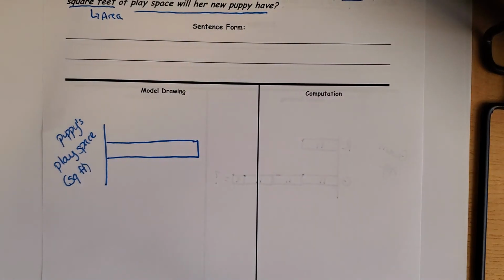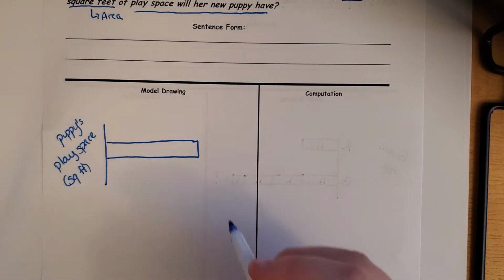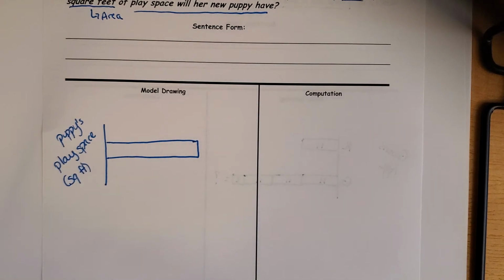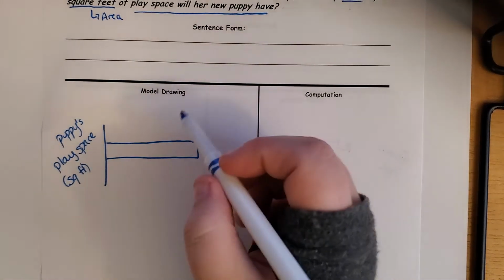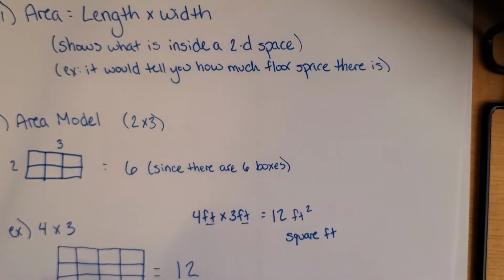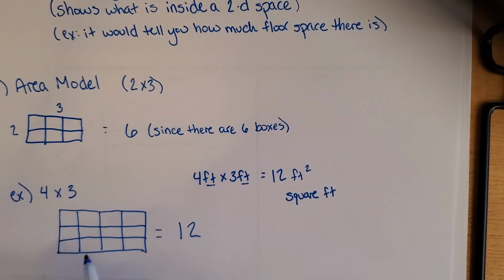Alright, now this one's a little bit weird. Most of you that have done these kinds of problems in class have just known to fill in length times width, move on with life. But since we're doing it as a model drawing, you got to think back to this and how we have something like this going on.